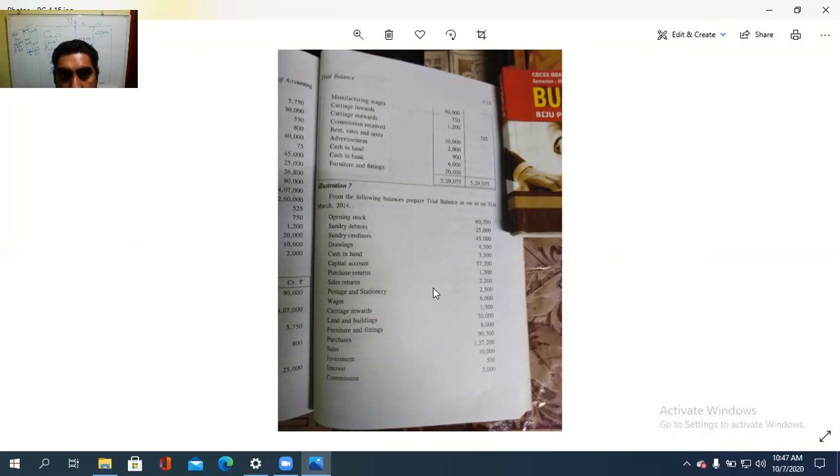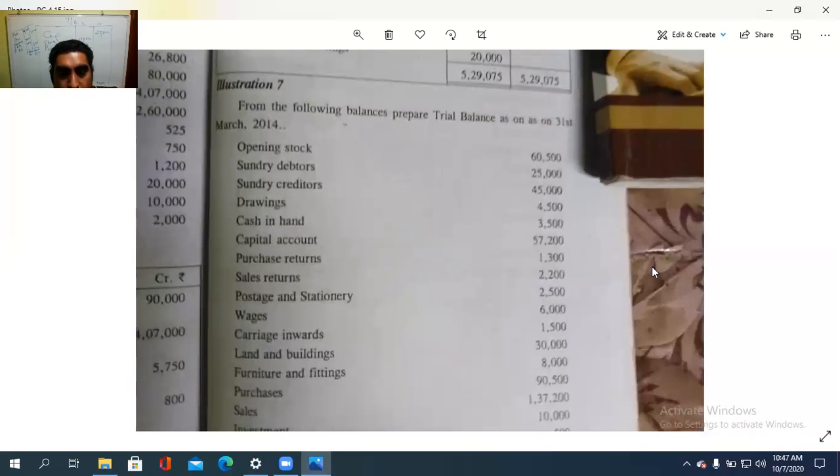Then one more here, opening stock, what is that? Debit. Sundry debtors, debit. Creditors, credit. Drawings, debit. Cash in hand, debit. Capital, credit. Purchase returns, credit. Sales returns, debit. Postage and stationery, that is an expense, debit. Wages coming on debit side.